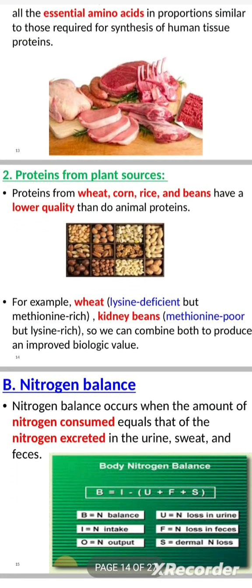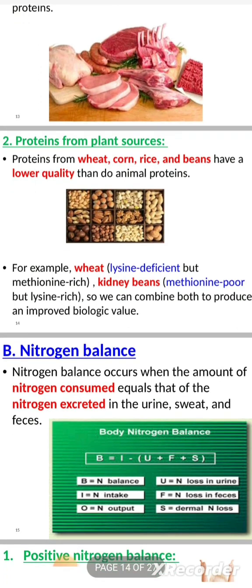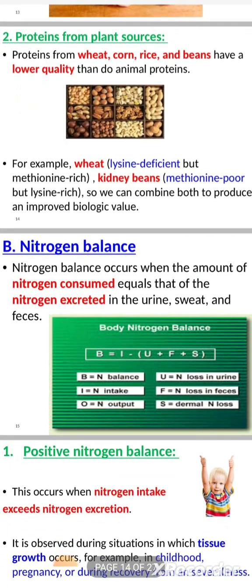For example, in some countries where they use only wheat, they found a deficiency of lysine. In some African countries, they use only wheat, no animal proteins. Or sometimes in India, vegetarians use only wheat, of plant origin. They can have a problem with lysine deficiency, and also some are methionine poor, like kidney beans. So we can combine both to improve biological value.